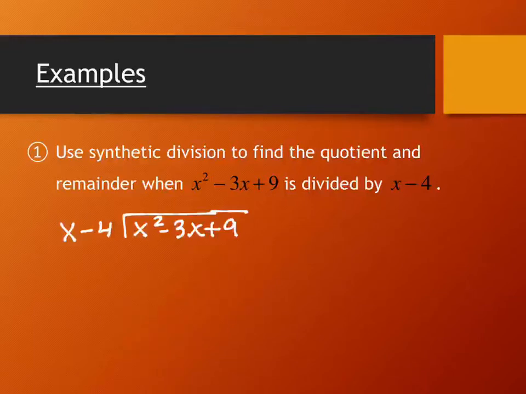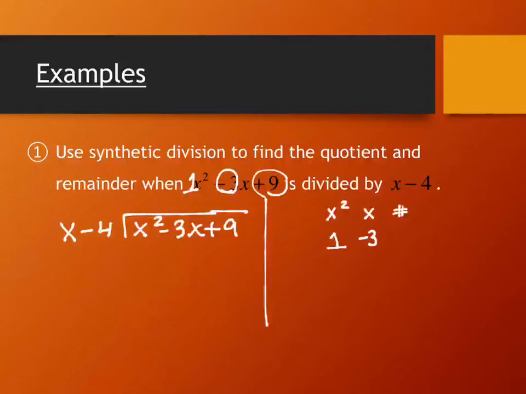It's just messy looking. When you're doing synthetic division, what you do instead is you deal with only the numbers, the coefficients. So first, I need a column for each variable piece. Like I need an x squared column, an x column, and a number column. Okay? And what I do is I put each of the coefficients in that particular column. So there's a 1 in front of x squared, so I'm going to put a 1 underneath the x squared. There's a negative 3 in front of x, so I'm going to put a negative 3 here. And then there's a 9 coefficient at the end.